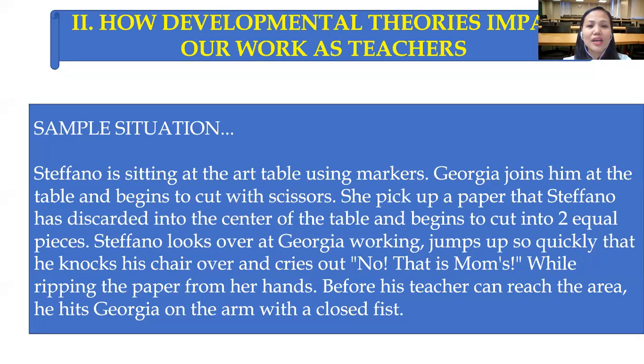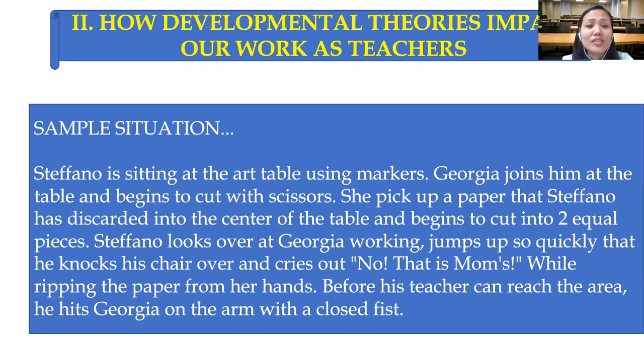Stefano is sitting at the art table using markers. Georgia joins him at the table and begins to cut with scissors. She picks up a paper that Stefano has discarded into the center of the table and begins to cut it into two equal pieces. Stefano looks over at Georgia working, jumps up so quickly that he knocks his chair over and cries out, "No, that is Mom's," while ripping the paper from her hands. And before his teacher can reach the area, he hits Georgia on the arm with a closed fist.